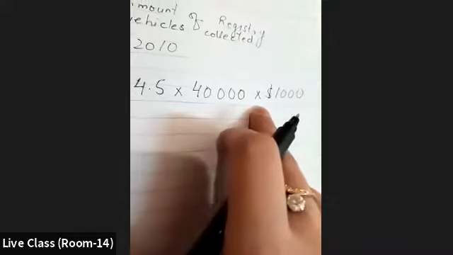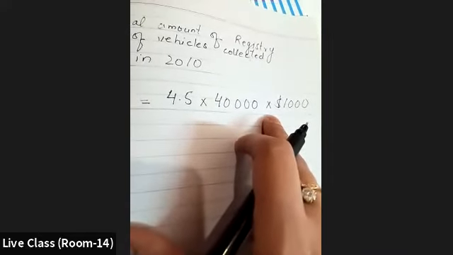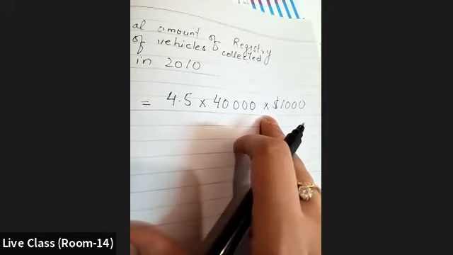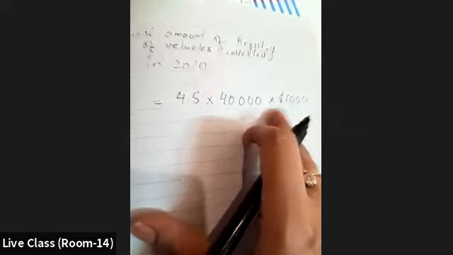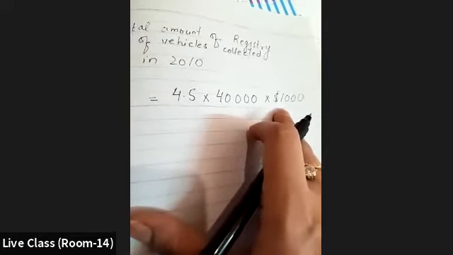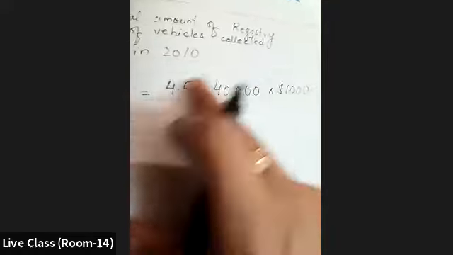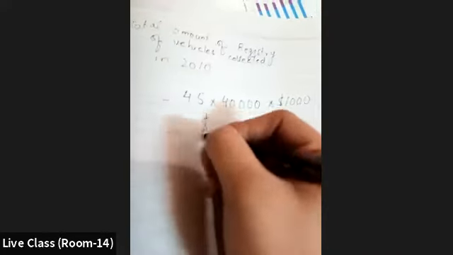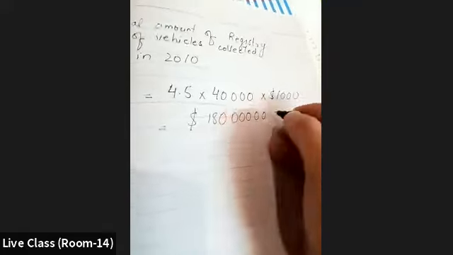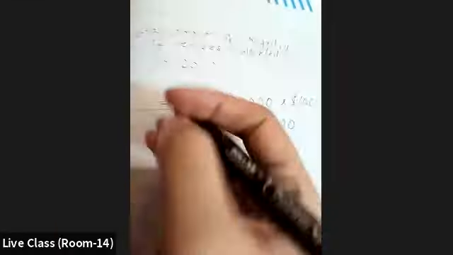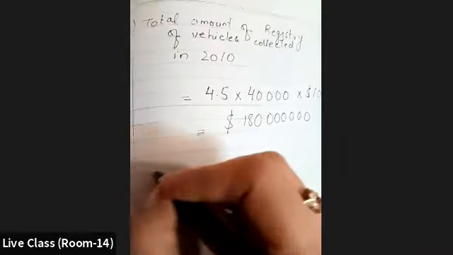Very, very good. And why did I write $1,000 over here? Because the amount of registry of vehicle of each bus is equal to $1,000. Okay. Now, please find the product of these values and tell me the answer. Dollar. Manur, what is the answer? Dollar. Miss, 180. Yes, this is 100,000. Yes, that's it. Very good.